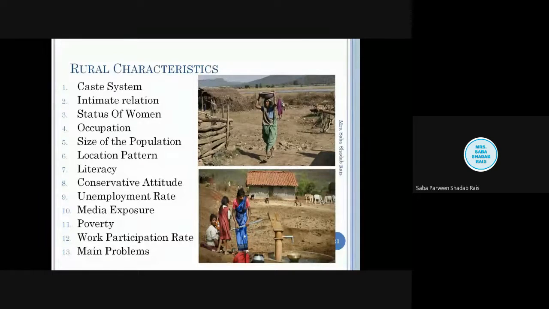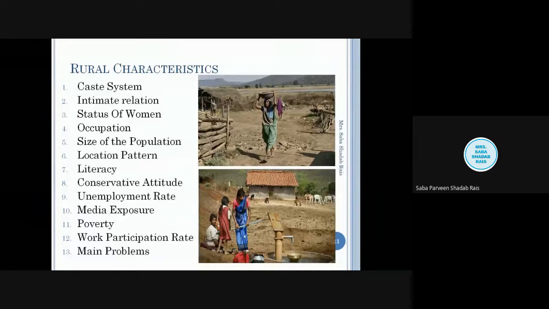They also face disguised and seasonal unemployment, which means when they do not have the proper season. Suppose a particular farm is being used for rabi crops or kharif crops, so for only one season they are working and in the other season they will have unemployment. That is called seasonal unemployment. So these are all the basic rural characteristics, or you can say rural problems.